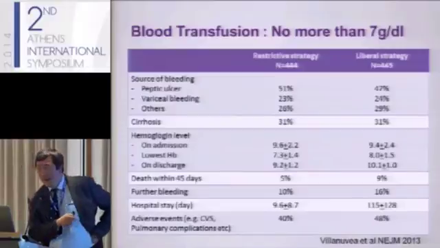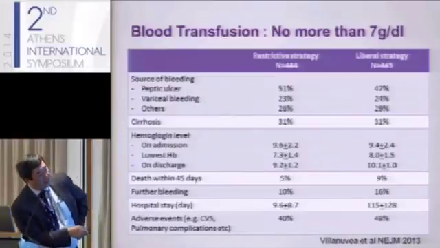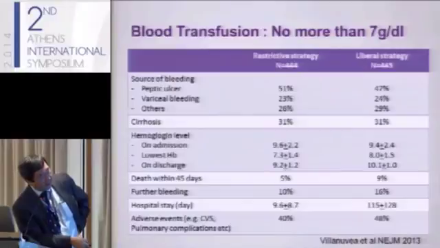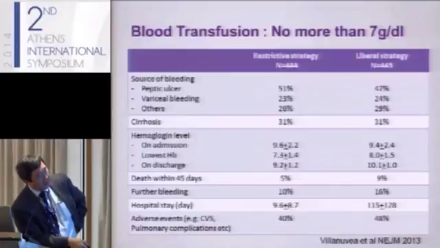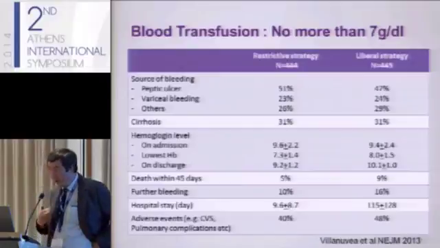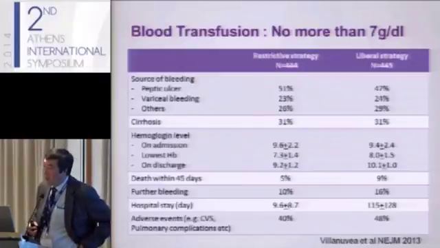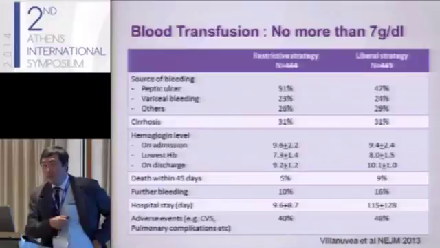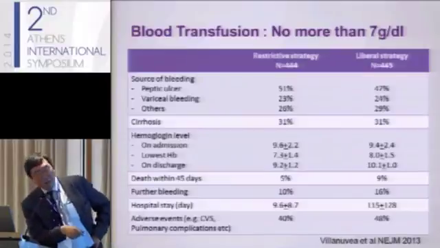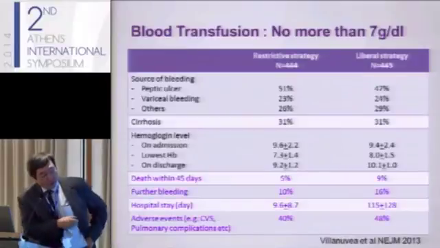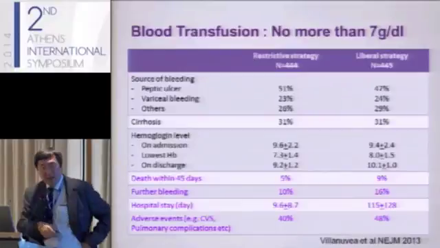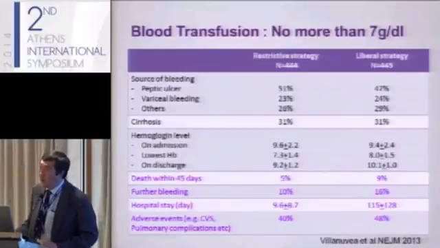And the important outcomes are shown here. Mortality within 45 days, 5% versus 9%. Further bleeding, 10% over 16%. Hospital stay, 9.6 days versus 11.5 days. Adverse events including heart failure, pulmonary decompensations, and so on, are also found more common in the liberal transfusion strategy. So all these important outcomes are actually worse when patients receive more blood transfusion.